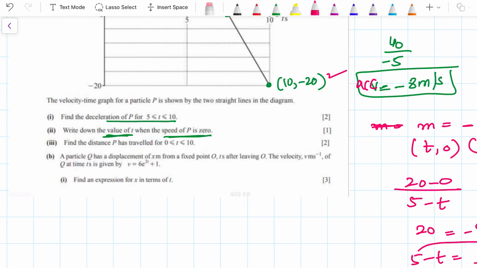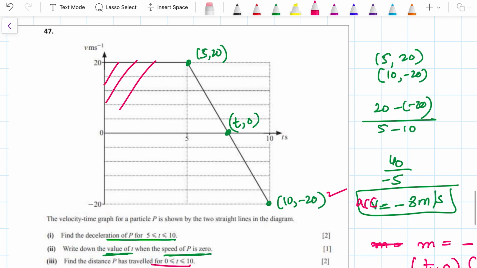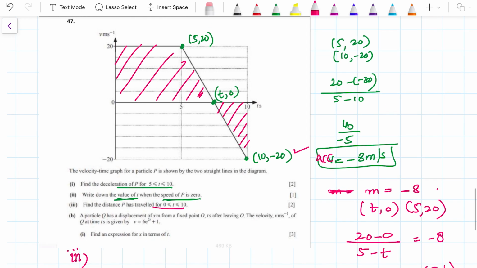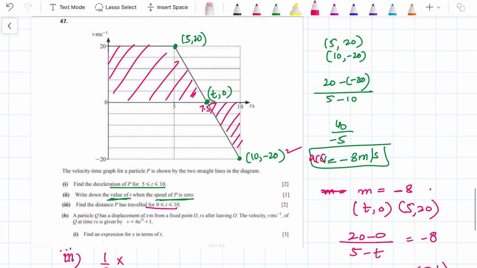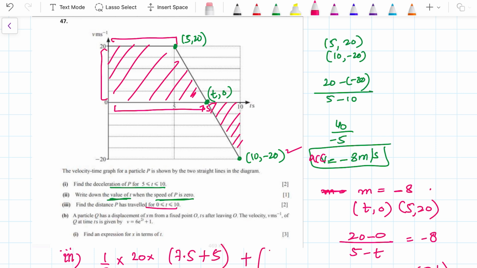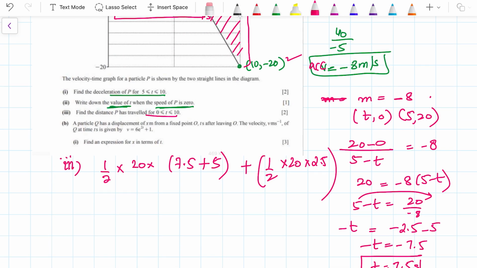Find the distance p has travelled for 0 to 10. So 0 to 10 means this is the distance that it has travelled and this is the distance that it has travelled. So for the first part, it's a trapezium and this value is 7.5. Half into the height is 20 into the sum of sides is 7.5 plus this is 5 plus half into, this is a triangle, so this is 20 into 10 minus 7.5 is 2.5. Now let's do the addition. This is 125 plus 75 gives you 200 meters. Now this is the distance that it has travelled.